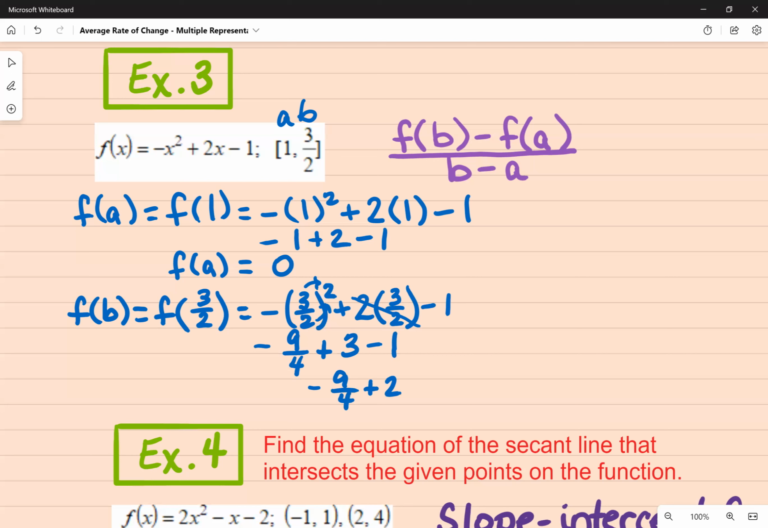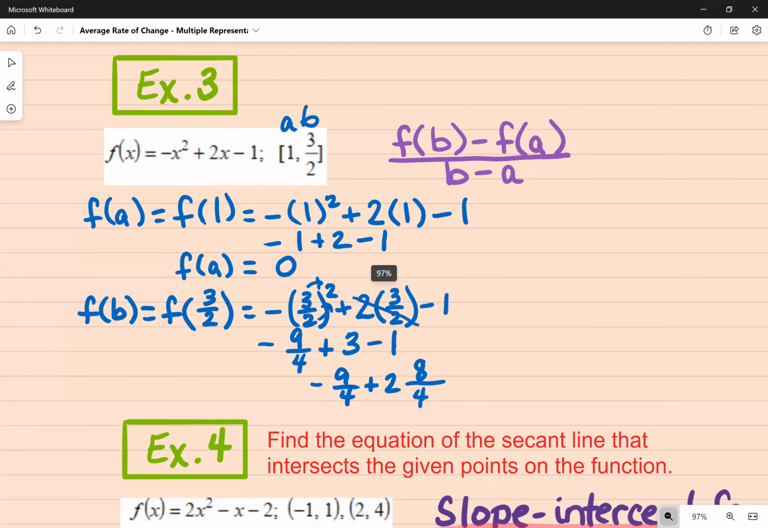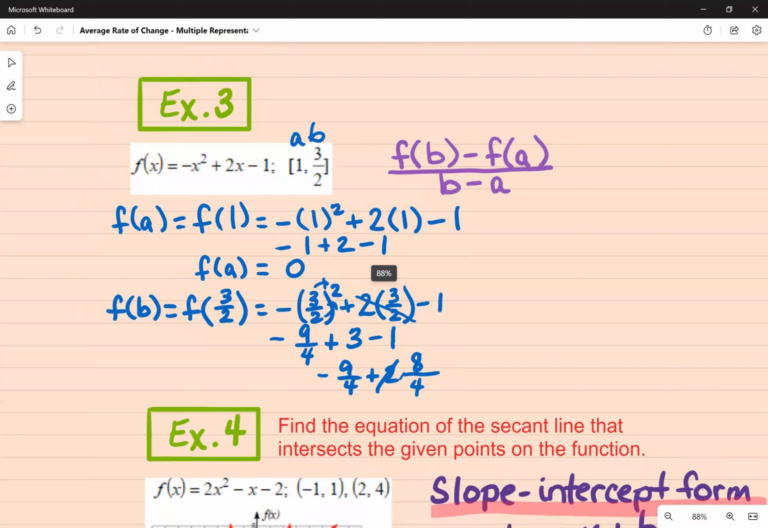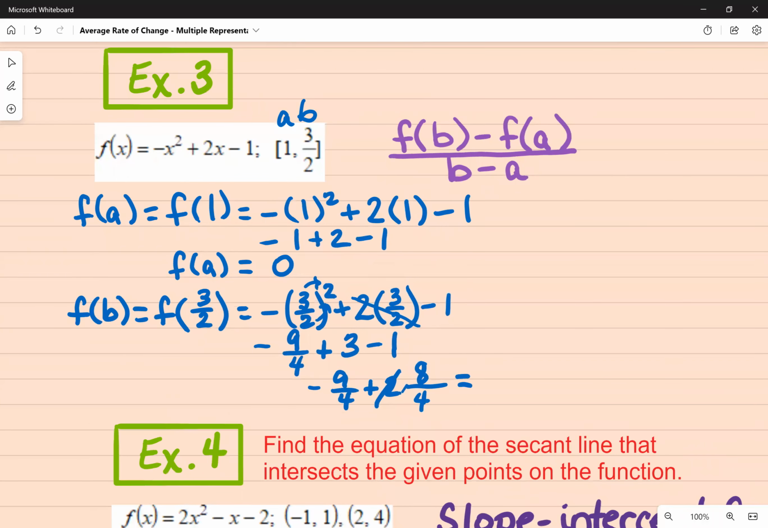Well, if I have a fraction and a whole number, I have to convert the whole number to a fraction which has the same denominator. So I'm going to take 4, which is the denominator I already have, and multiply it times 2. Well, 4 times 2 is 8. What's 8 divided by 4? It's another way of writing 2, right? Okay, so now I can simplify this further, and negative 9 plus 8 is negative 1 all over 4. So for example 3, my average rate of change is not that.